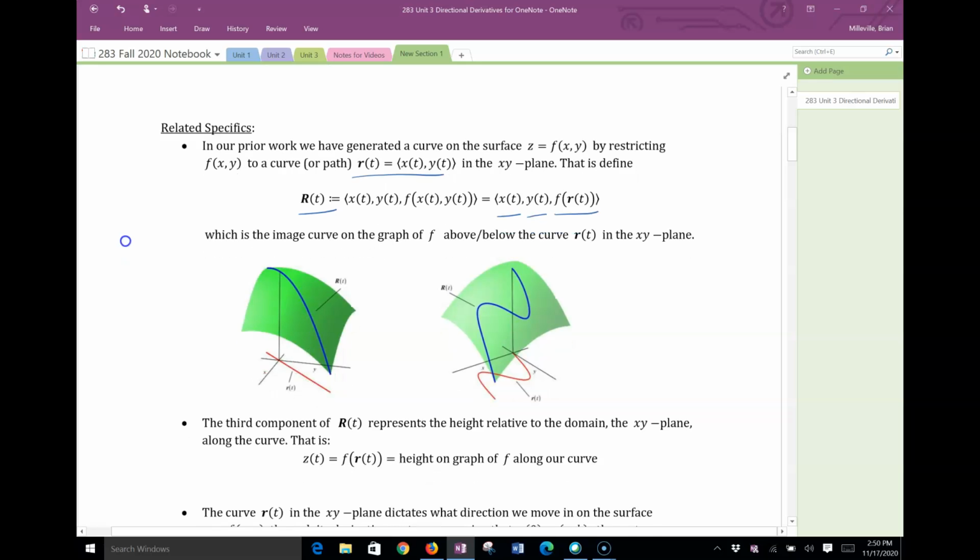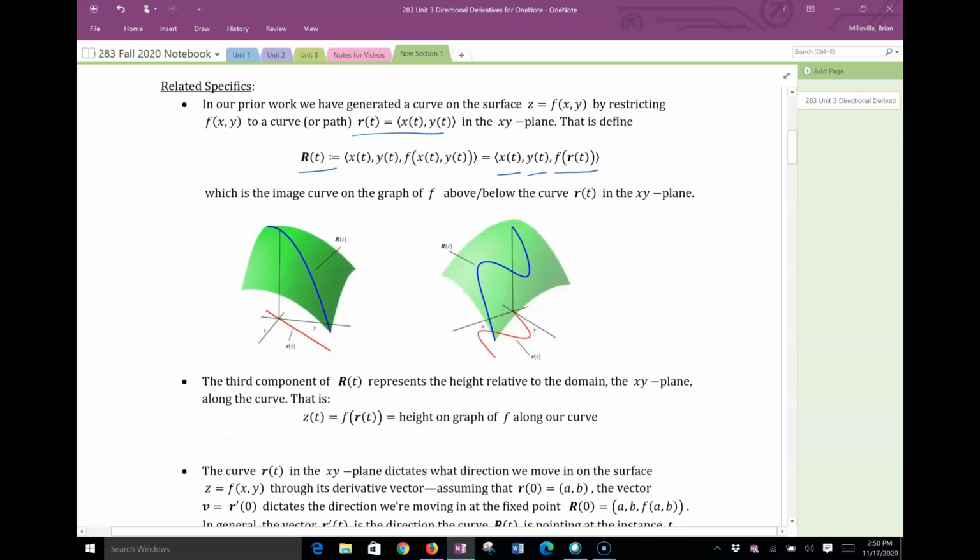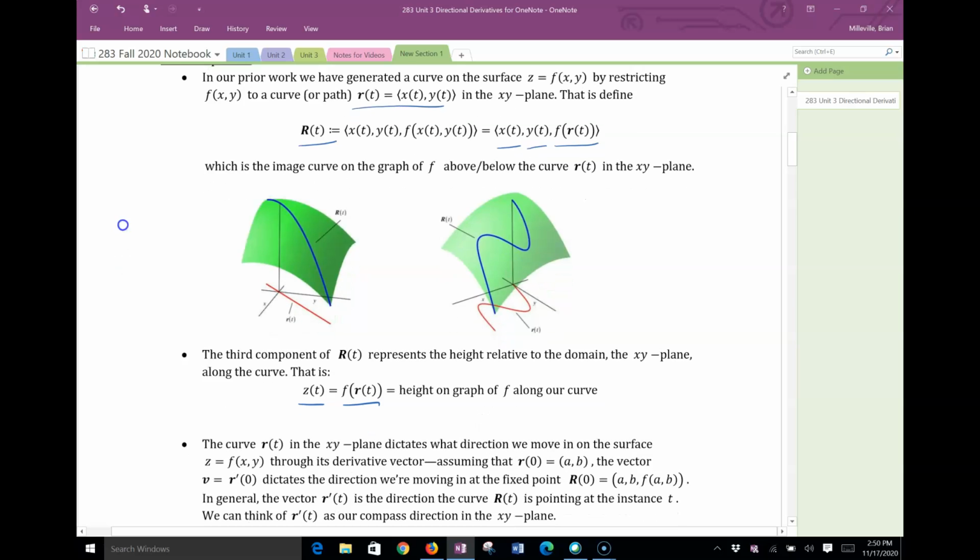The third component of that curve capital R gives us the z component, obviously, but that represents the height on the graph. That's just an important note to make relative to the xy plane, relative to the z-axis. Again, z of t is f of r of t. It's the height on the graph.